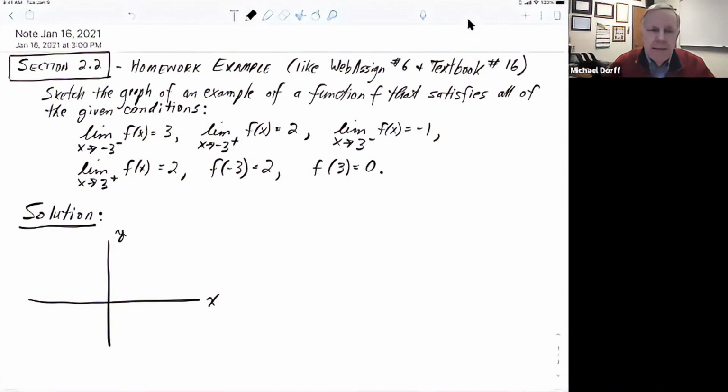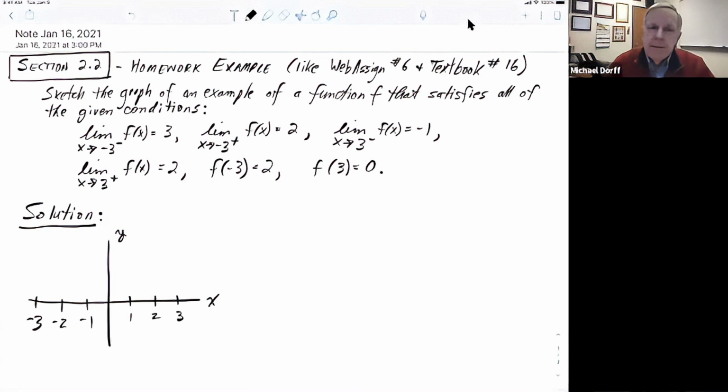And I notice that my x values for the points that are given here, I have x approaching -3, x approaching 3, and I have an x value of -3 and 3. So my x values are going to be from -3 to 3. So I'm going to put in some hash marks here to represent those values like that.